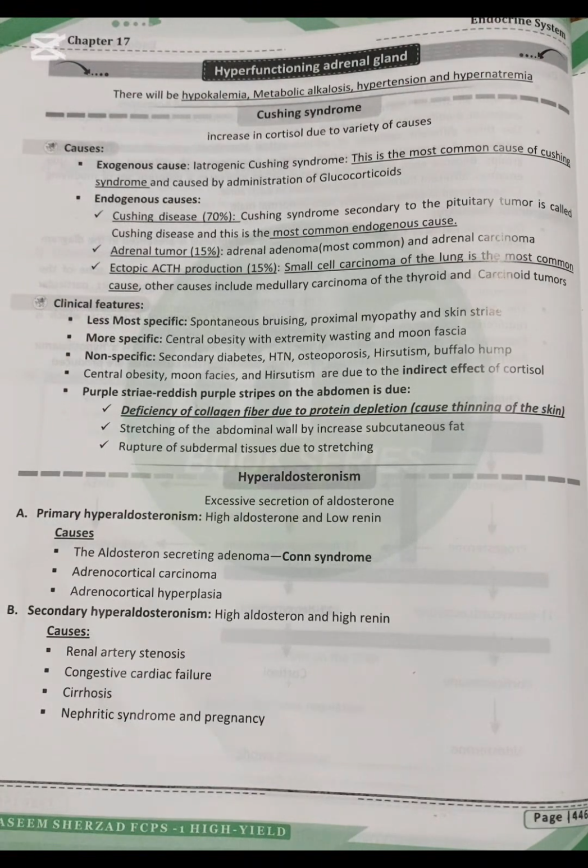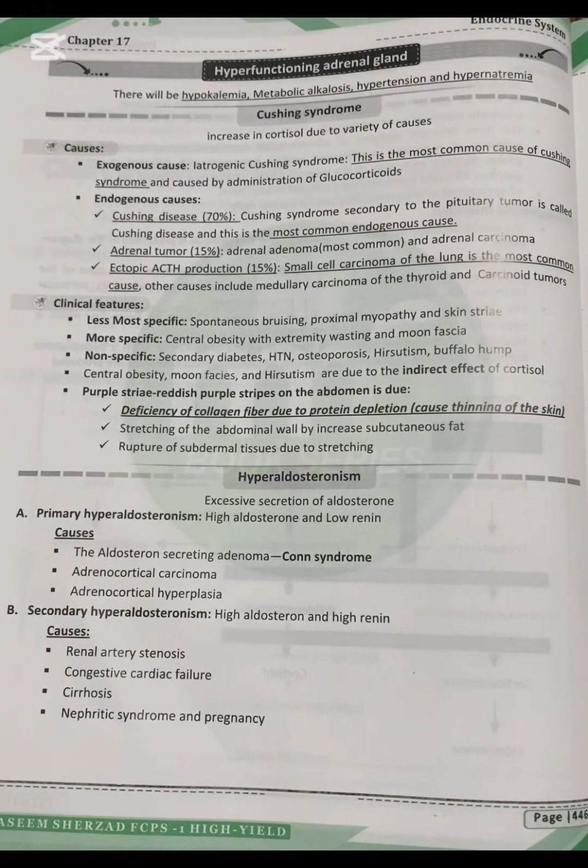The other is the endogenous cause, meaning an internal problem, and the internal problem can be Cushing disease, which is 70%, very common. So Cushing syndrome that is secondary: to make it very simple, if there is a problem with the pituitary gland, then we call it Cushing syndrome secondary to pituitary tumor, which is called Cushing disease. To make it simple, if there is a problem in the pituitary gland, we call it Cushing disease. If there are other aspects like iatrogenic causes or syndromic features, we call it Cushing syndrome.